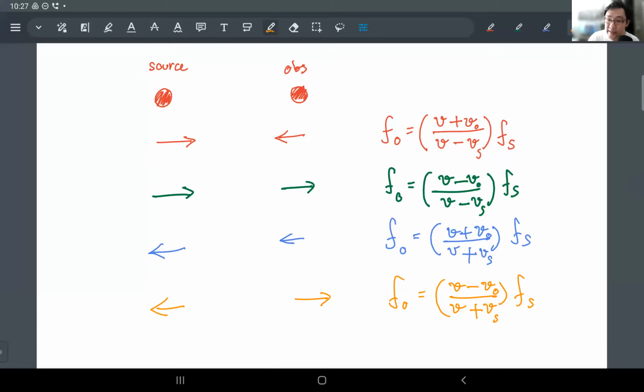Can you explain the second equation? Okay, sure. The green one, the second one. Now the observer is running in one direction, the source running in the same direction, but in this case, the source is toward the observer.